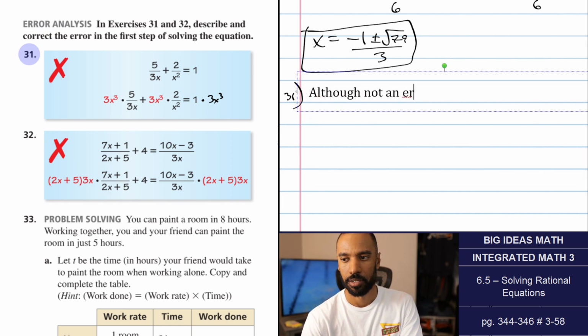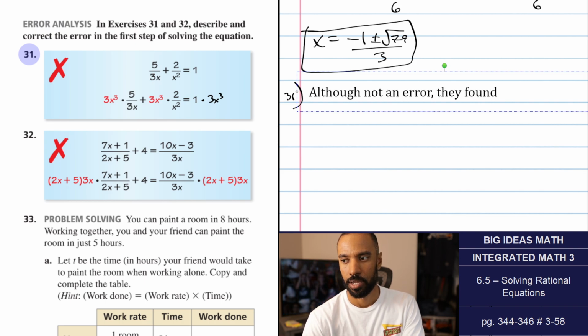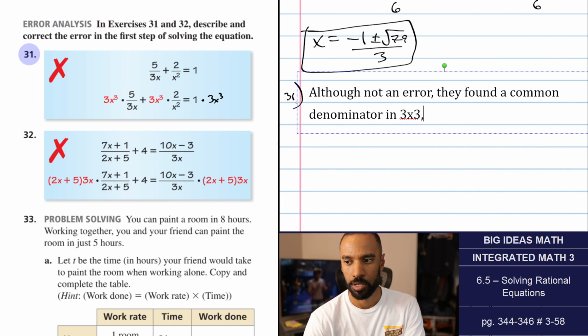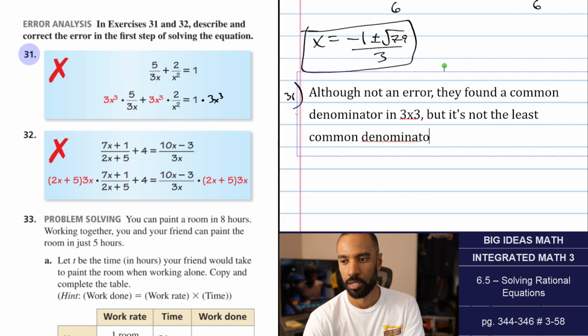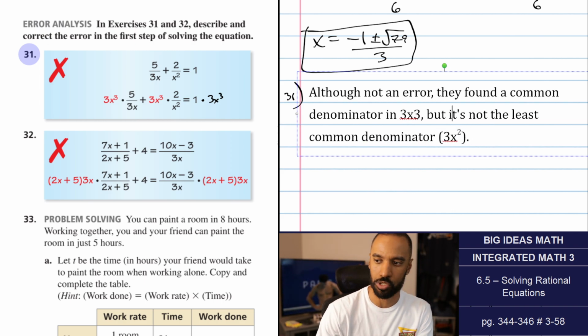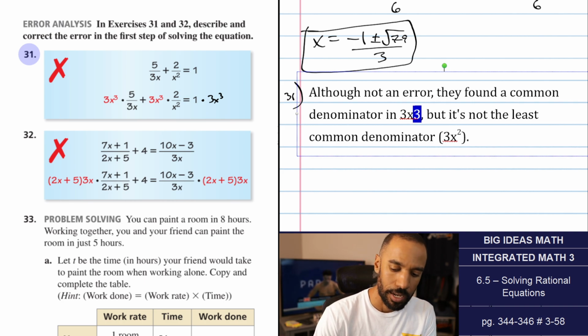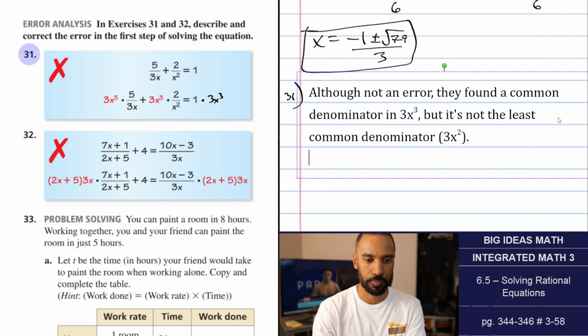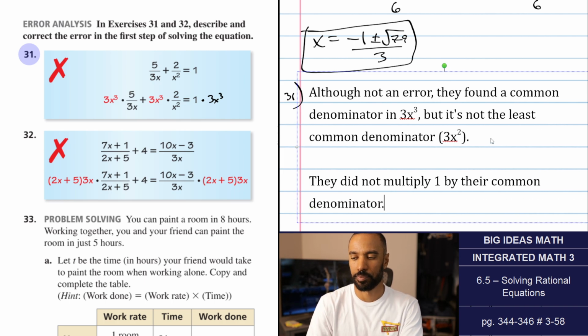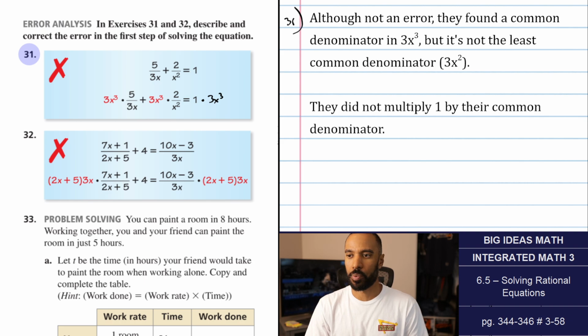Although not an error, they found a common denominator in 3x cubed, but it's not the least common denominator, which would be 3x squared. So when I do this problem again, I tend to use 3x squared, just so you know. Now, that being said, what's the actual issue? They did not multiply 1 by their common multiple, the 3x cubed that they needed.